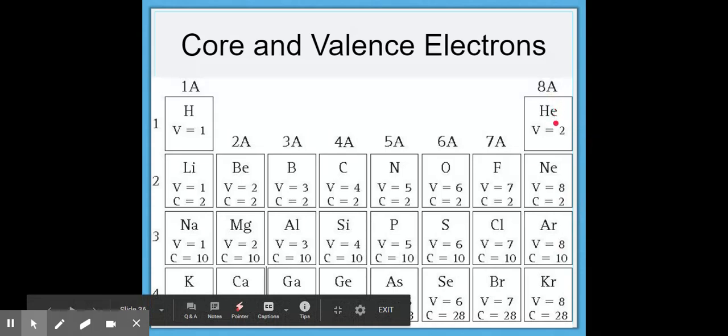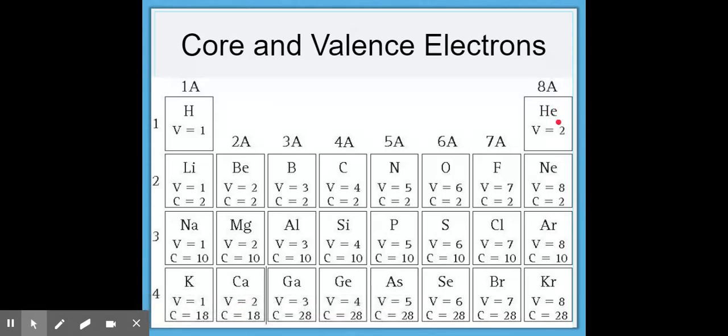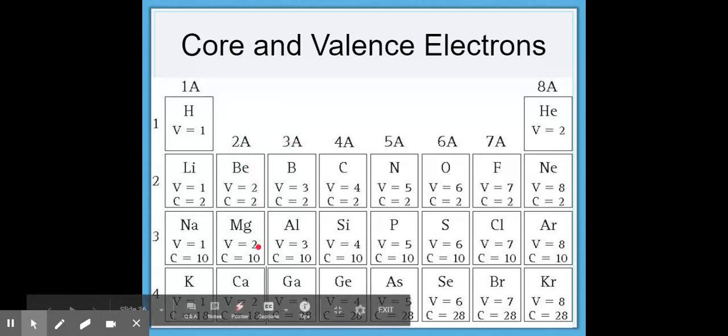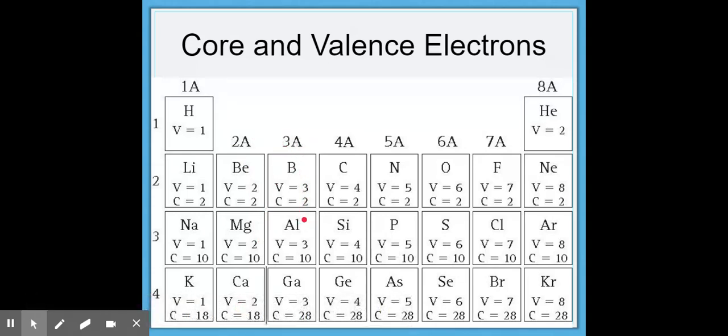The reason is that helium only has 2 protons, and since it only has 2 protons, it also only has 2 electrons. But every other one you'll see matches up. Another shortcut is that the valence electrons match the group or column name. In 2A, for example, we have 2 valence electrons. In 3A, they all have 3 valence electrons, and so on.